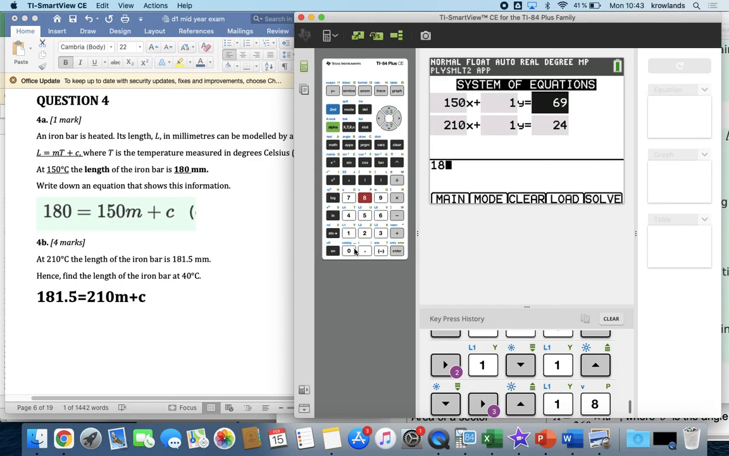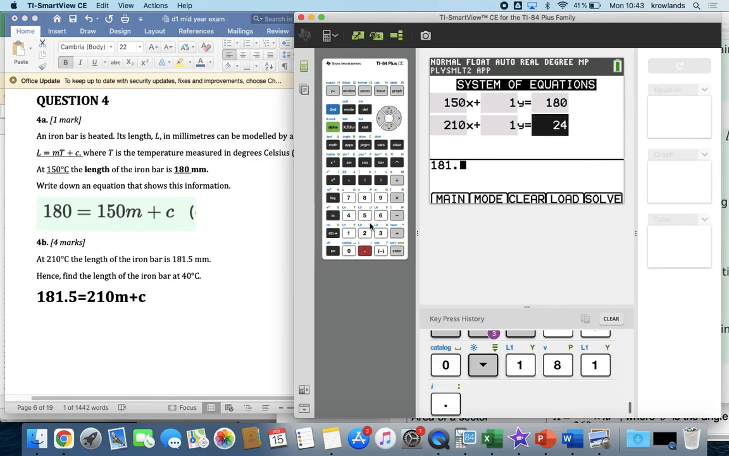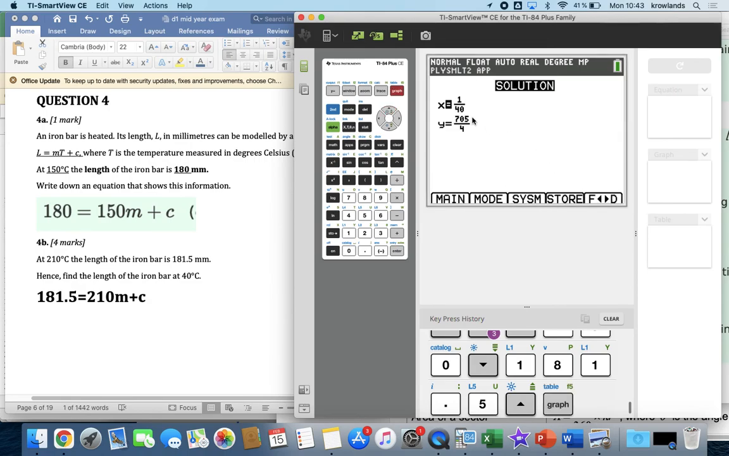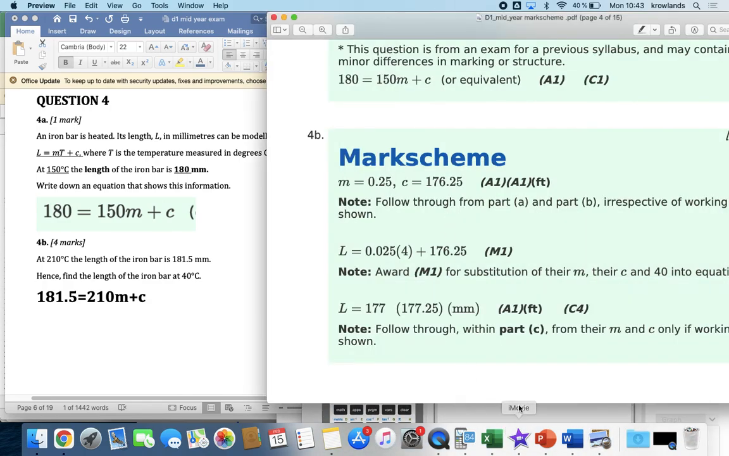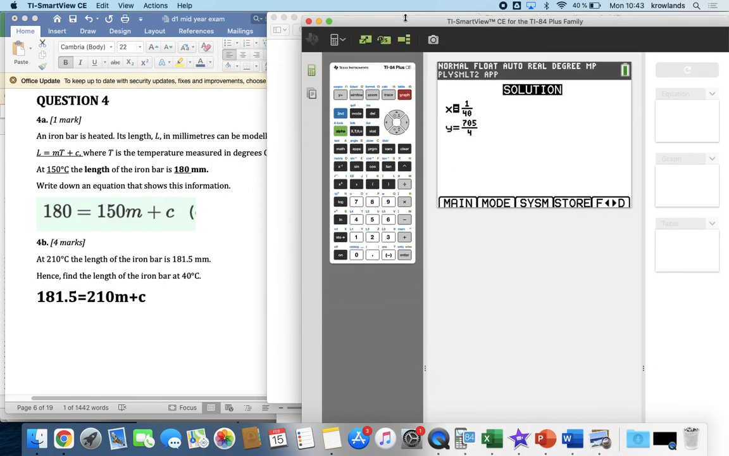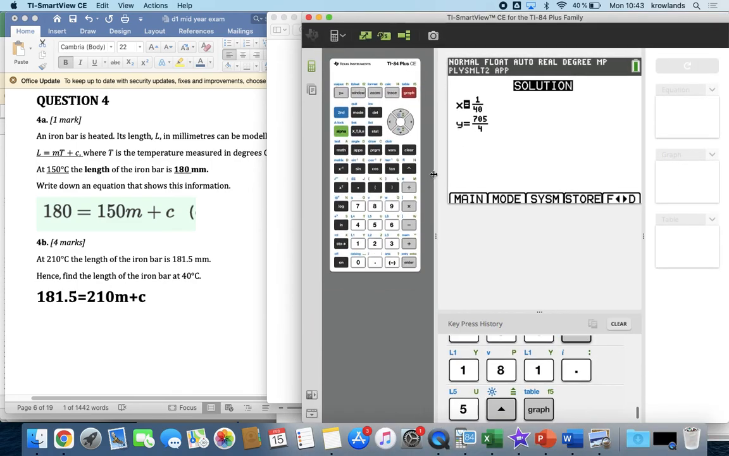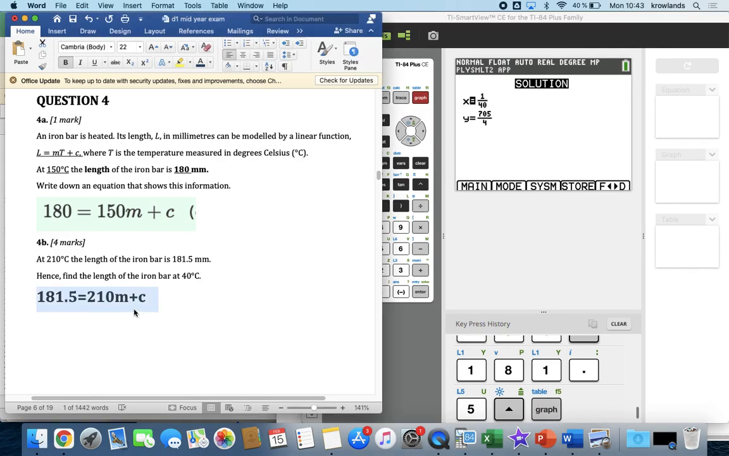Then we're going to have the top equation equal to 180, the bottom equation is 181.5. Make sure it's displaying properly, then press solve, which is the top right button, which is graph, and it gives us the answer. Now that doesn't look quite right to me. Let me just double check the mark scheme. Indeed it is correct, and you would get the answers for that, but that might look a bit strange. So let's write down the answers. X equals 1/40th, Y equals 705/4.